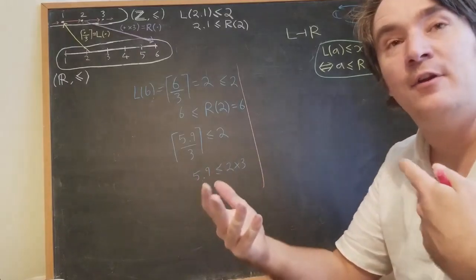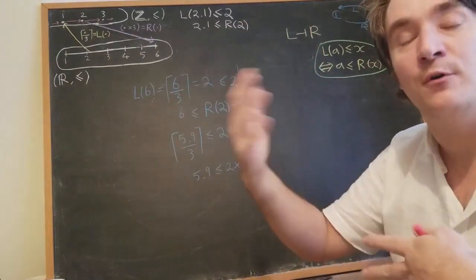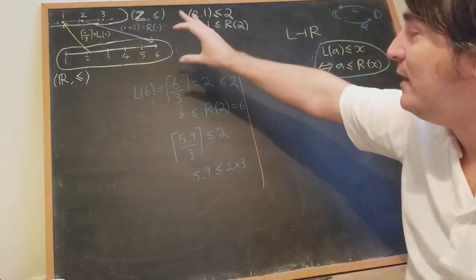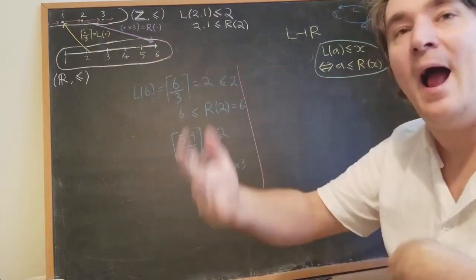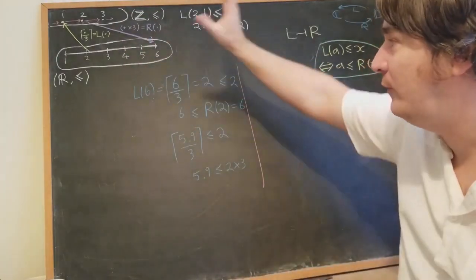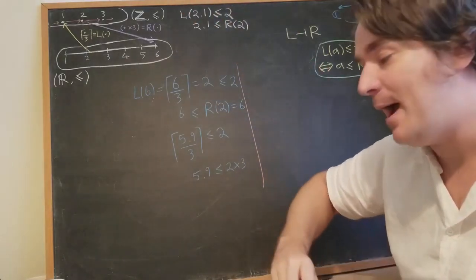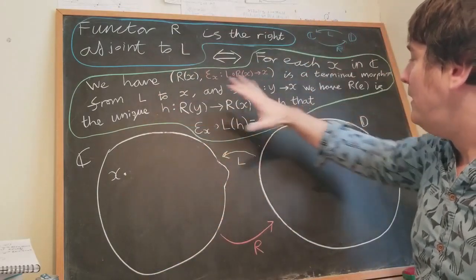So what I'm going to do is go through this alternative way of defining adjoint functors for general categories, and then we're going to go back to this nice case with the preorders and see how this new definition works for this specific example, which we've already gained some intuition about. So what am I saying in here?